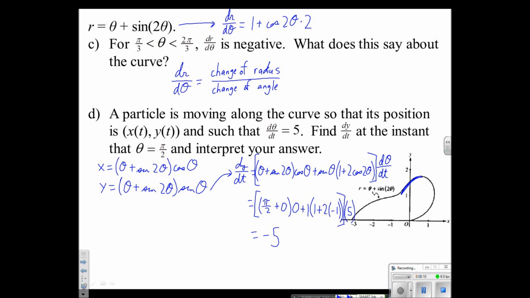So this represents how quickly the y coordinate is changing. In part C, it was the rate of change of the radius as theta increases. Here we're talking about the rate of change of the y coordinate as time goes on. Okay, that brings us to the end of this example.